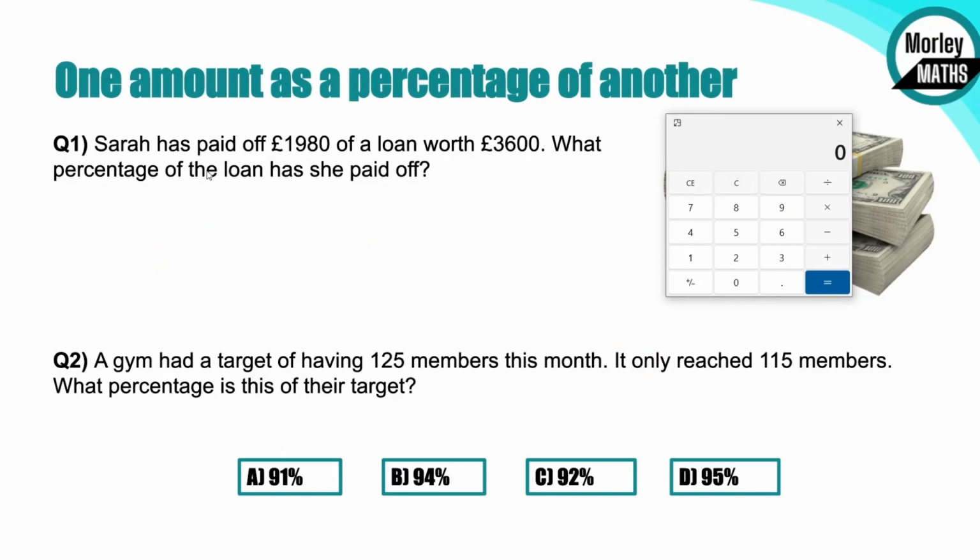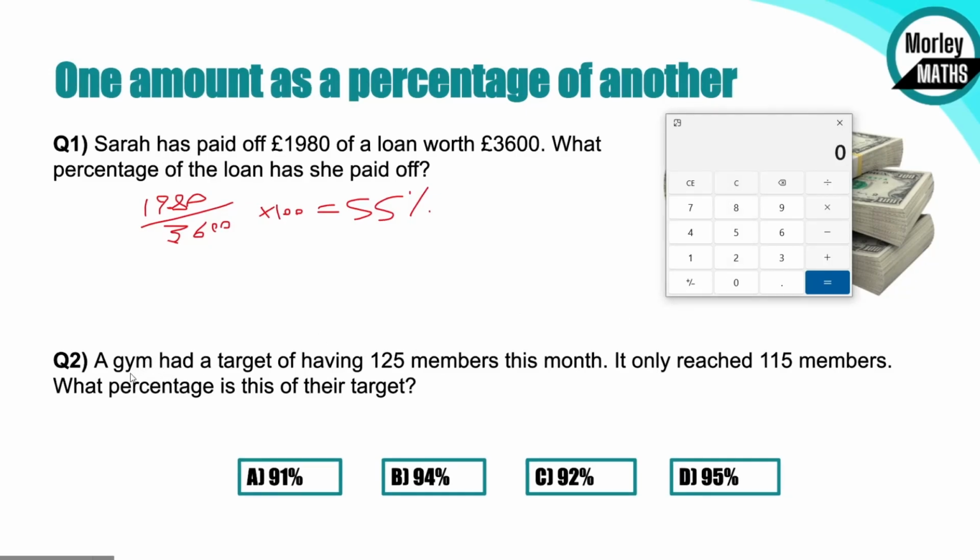So we've got another couple of practice questions here. Sarah's paid off £1,980 of a loan that's worth £3,600. What percentage of the loan has she paid off? So far she's paid off 1980 out of a total of 3,600. So we'll pop that in the calculator. 1980 divided by 3600. Then we're going to times that by 100, and that gives us 55%.